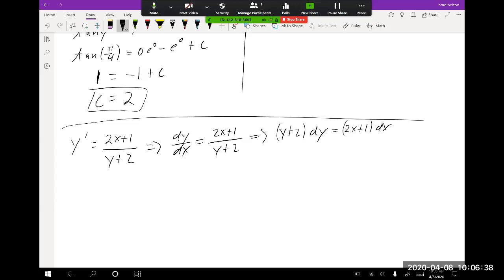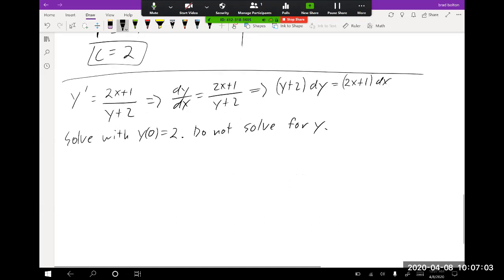Now they gave us an initial condition for this. They said solve with y of 0 equals 2. And it says do not solve for y. So a lot of times it's just too difficult, or it just can't be done. Okay, so we're going to move forward with that.